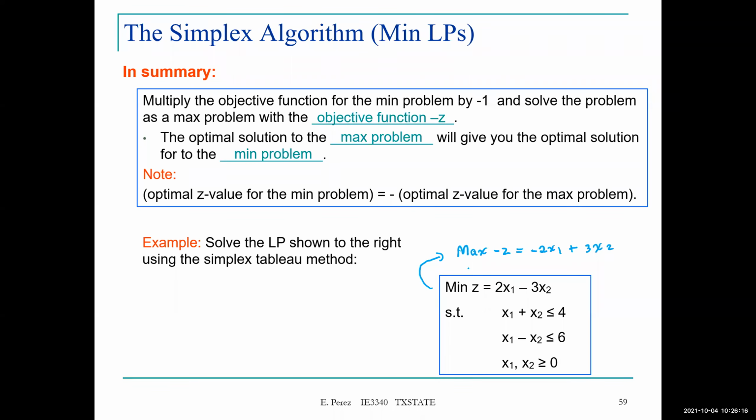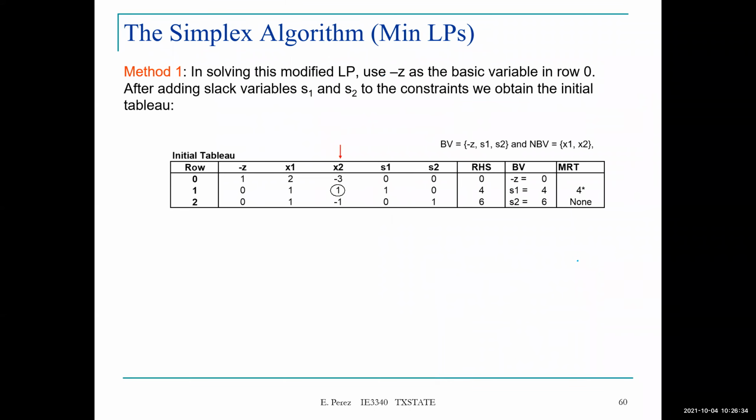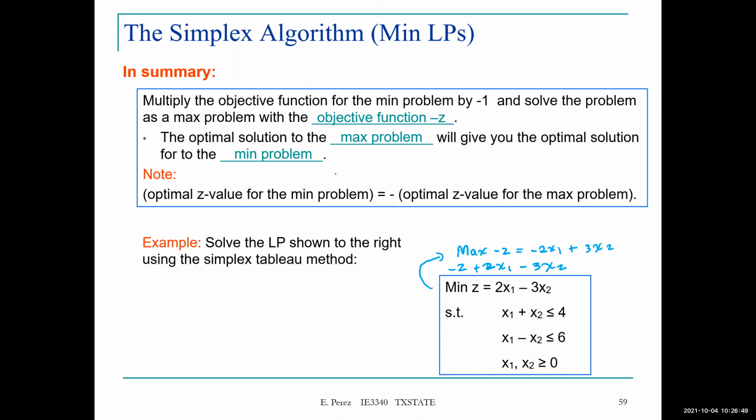And then when you move these coefficients to the left-hand side, you have minus z plus 2x1 minus 3x2. So when you set up your table, that's what you have. You have a positive coefficient for x1 and a negative coefficient for x3. That is because you have set up this objective function in this way. Minus z plus 2x1 minus 3x2.